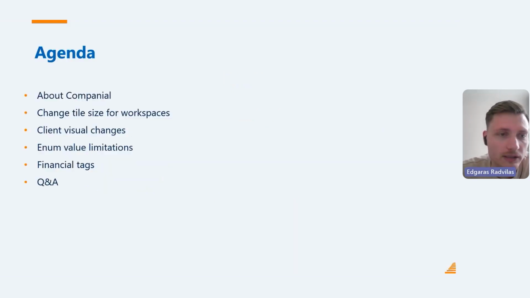Right. So this is the agenda for this webinar. First, I want to talk about Companial, a short introduction of what we are as a company. Then I will go straight to the topics. The first three are smaller ones: change tile size for workspaces, client visual changes, and Enum value limitations. Lastly, the main topic for today is financial tags. It is more of a consulting, functional kind of topic. And lastly is the Q&A session.